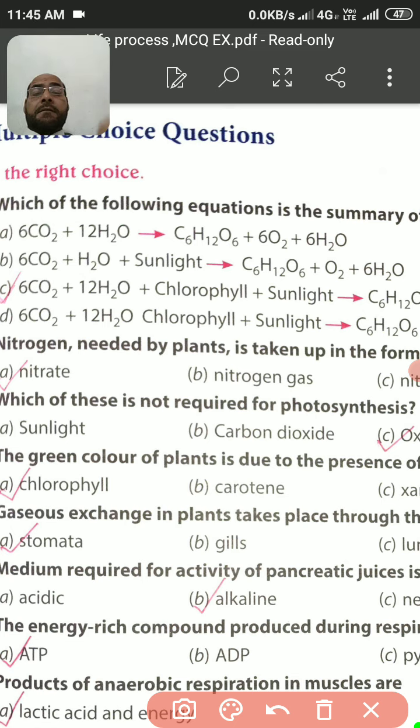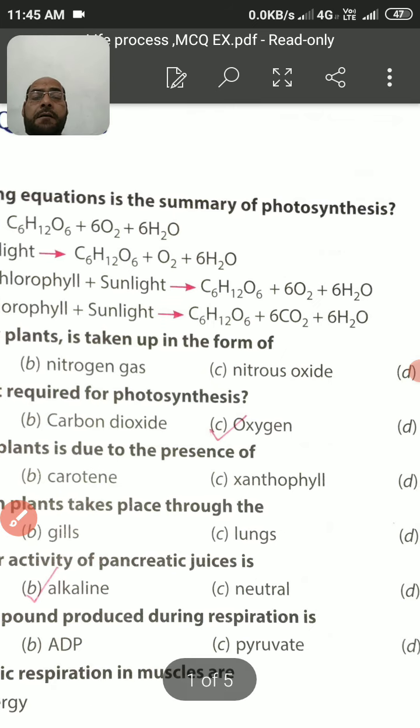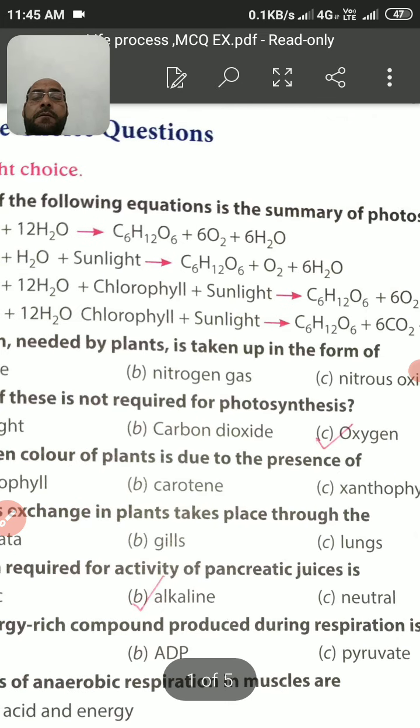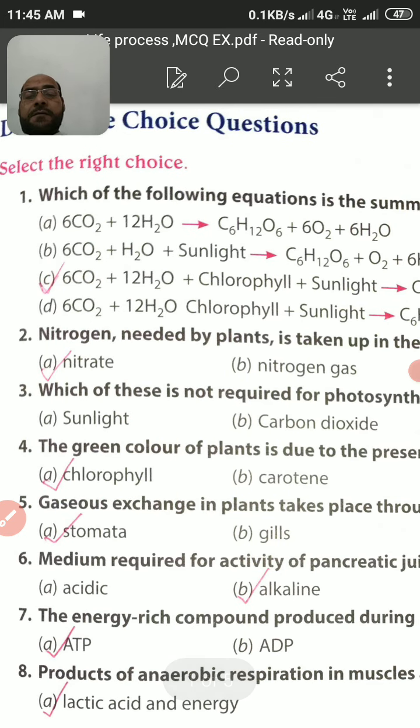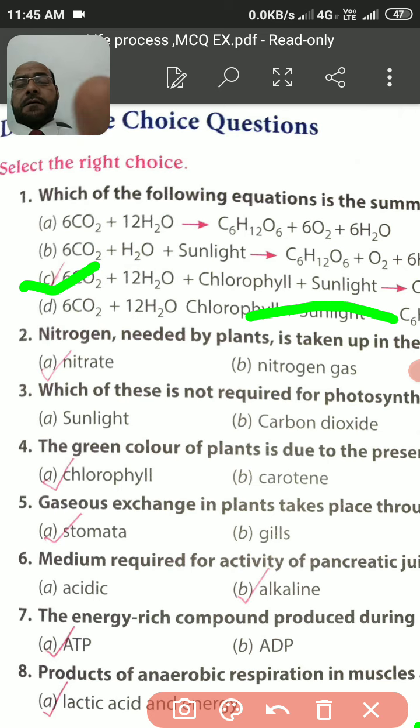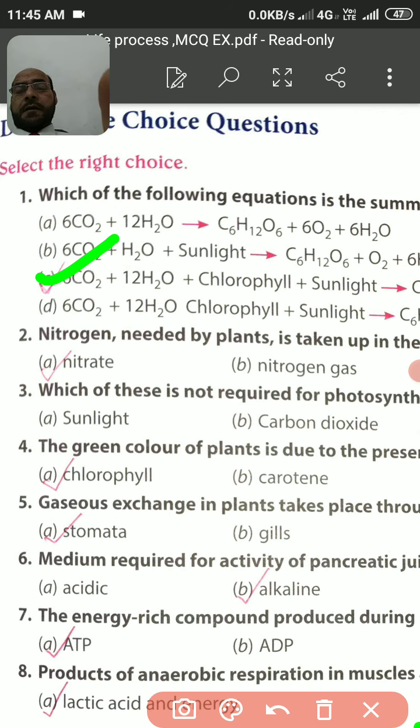This may be the summary, but the whole summarization of photosynthesis is 6 CO2 plus 12 H2O, in the chlorophyll, in the presence of sunlight. Then there will be the formation of food and 6O2 plus 6 H2O that will take place. So students, the answer will be C. This will be the summarization, and this will be the answer C.